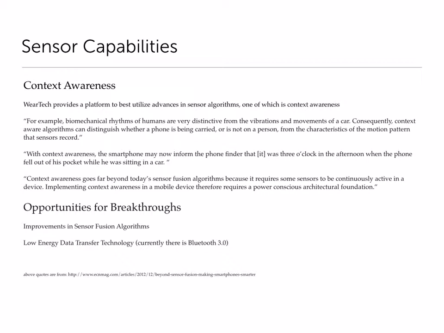And one of the interesting things with this, in the third quote in the top section there, it mentions how for context awareness to really be viable, it requires a power-conscious architectural foundation because the device would always need to be on.